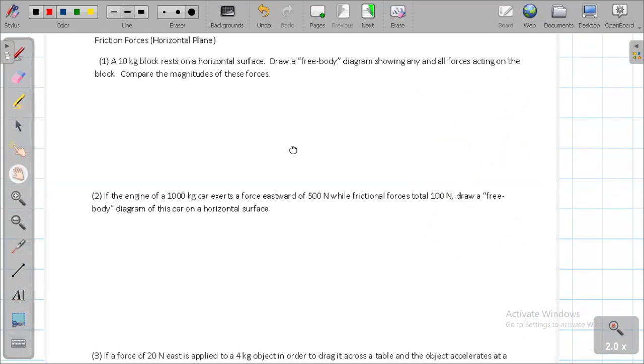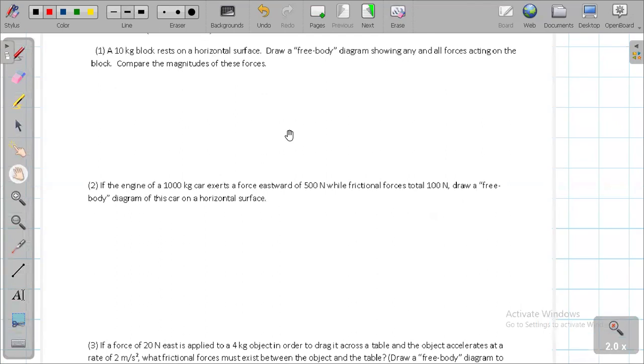Okay. A 10 kg block rests on a horizontal surface. Draw a free body diagram showing any and all forces acting on the block. For the free body diagram, you are not drawing any other surface. But firstly, I am about to show you the way.